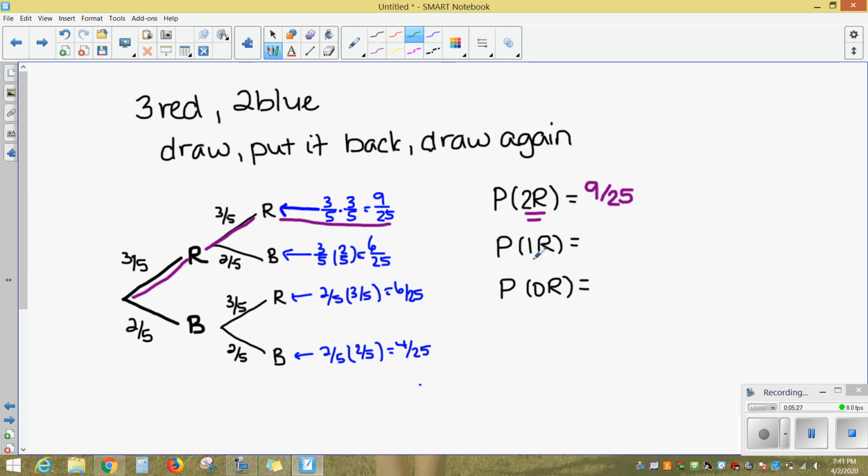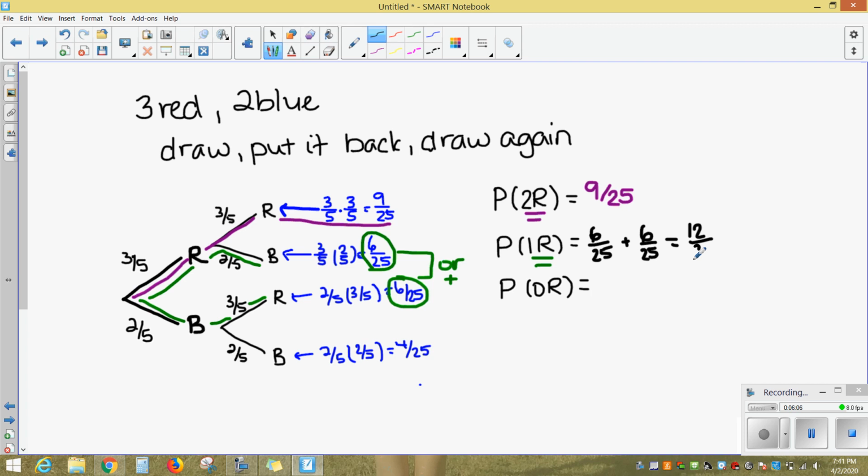If I want the probability of getting only 1 red marble, there's 2 ways to do that. I can either go red and then blue, or I can go blue and then red. The probability of going red and then blue is here. Blue and then red is here. And if I say, well, either this or that counts, our OR rule from the last section, that was addition. So it says I'm going to have 6/25 plus 6/25. So that'd be 12/25.